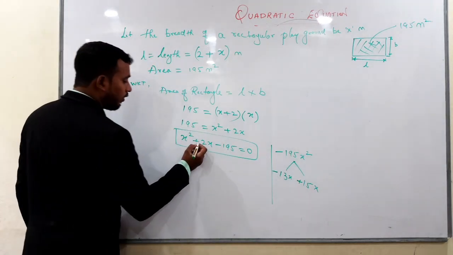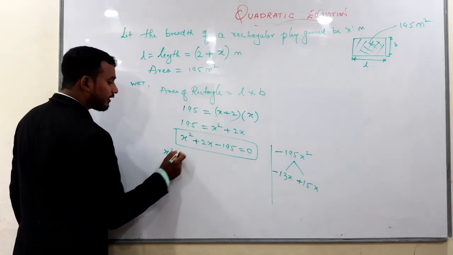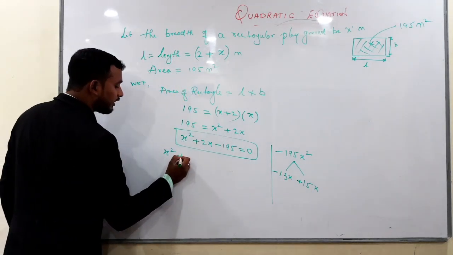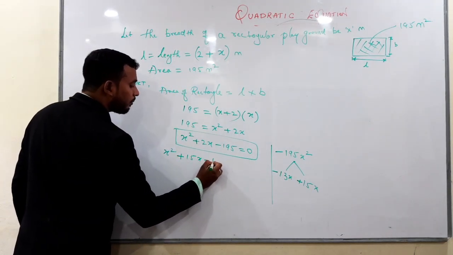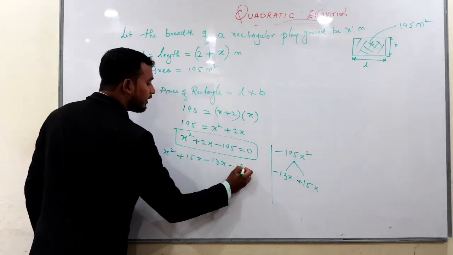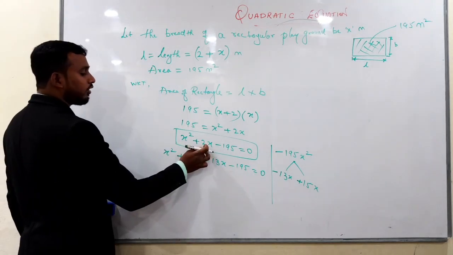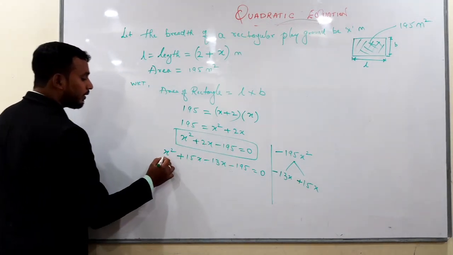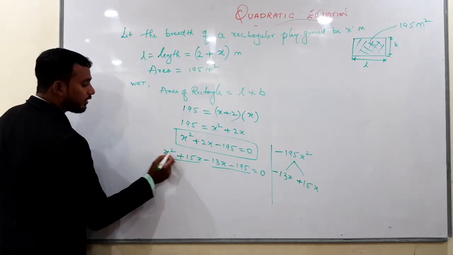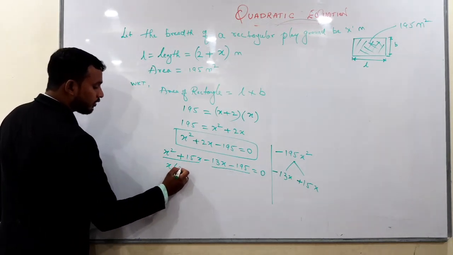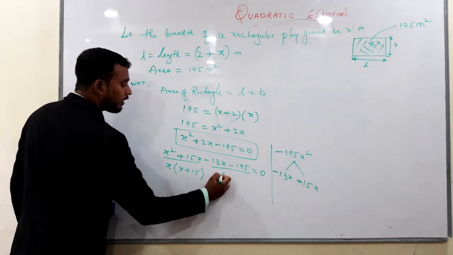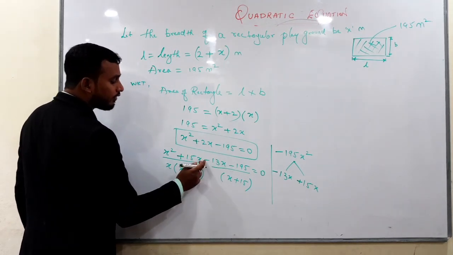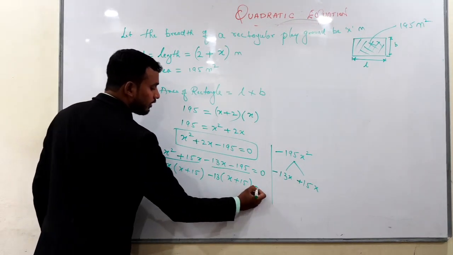Got it? Now we can write x square as it is. Forget about plus and minus. Which is the bigger? 15. So we write plus 15x minus 13x minus 195 is equal to 0. Instead of plus 2, we are writing 15 minus 13. First term as it is, last term as it is. Now make the pair. So what is common in both? x. So x plus 15. Here also we write the same thing, x plus 15. x is coming inside. Who is left out? Minus 13 is equal to 0.